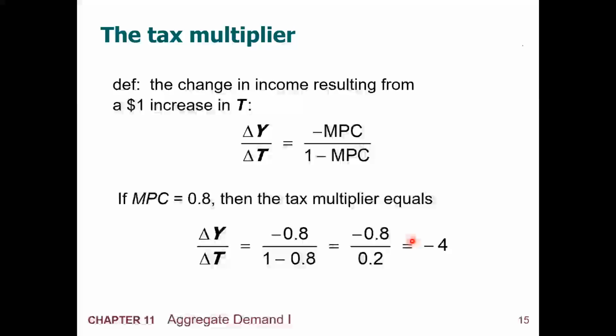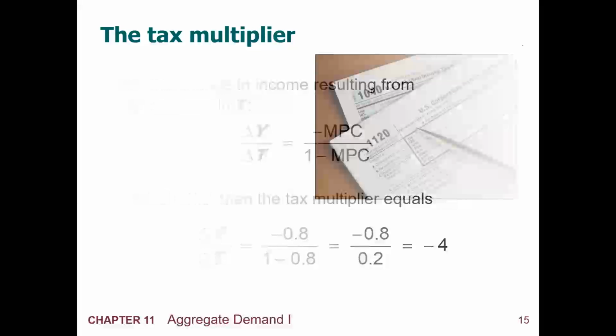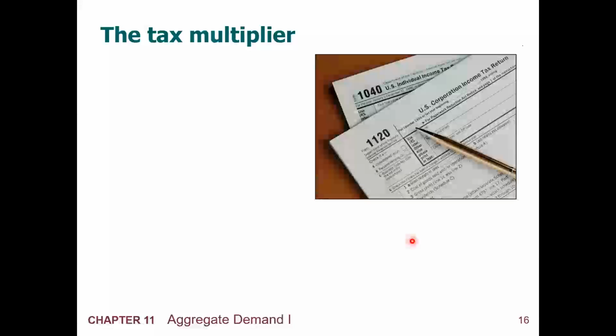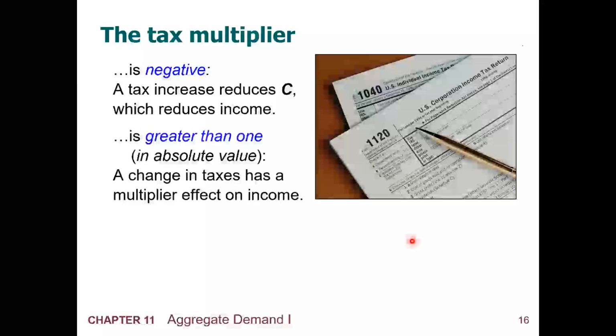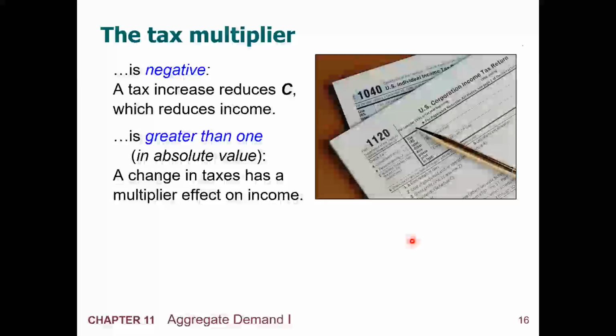And we know that the MPC cannot be greater than 1. It has to be somewhere between 0 and 1, because it's a portion of your income. So if you go more than that, then mathematically, that does not work. So the tax multiplier is negative because a tax increase reduces consumption, which reduces income. So it's greater than 1 in absolute value.